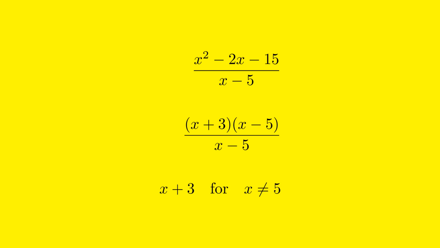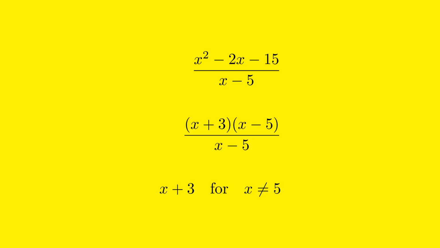We need to identify two numbers that multiply to negative 15 and add up to negative 2. Let's think about the factors of negative 15. They are 1 times negative 15, negative 1 times 15, 3 times negative 5, negative 3 times 5. Among these pairs, 3 and negative 5 add up to negative 2.